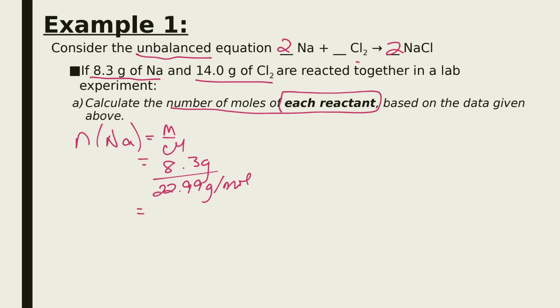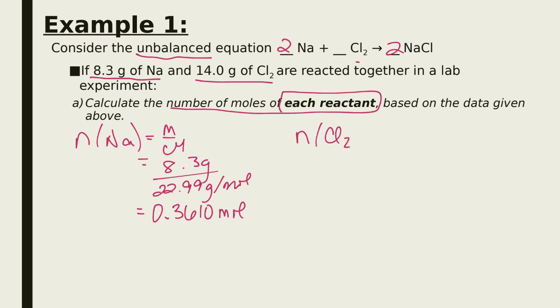The end goal will be to determine the amount of product that we make. But we know that we need to figure out which one of these reactants is limiting or used up. When you do your calculation, you're going to get 0.3610 moles of sodium available.